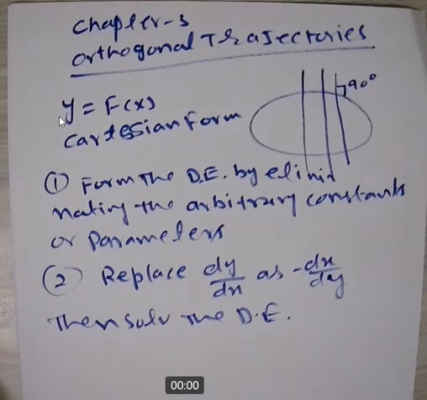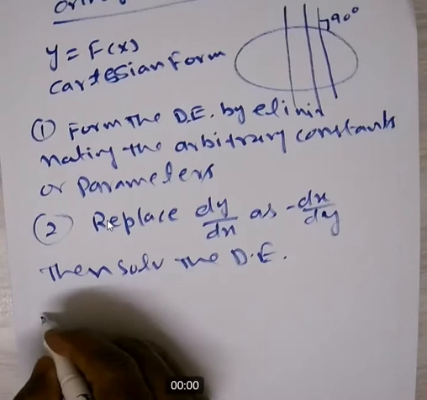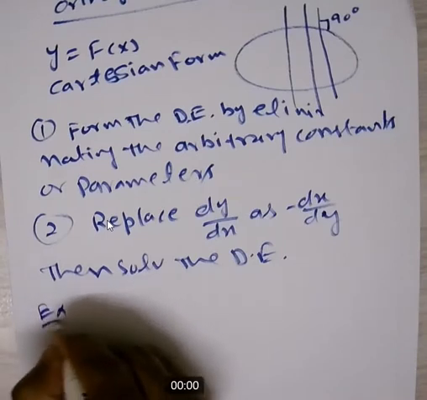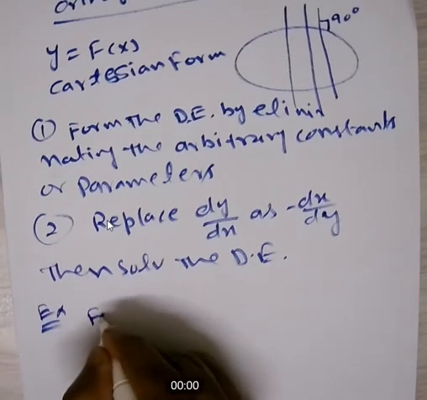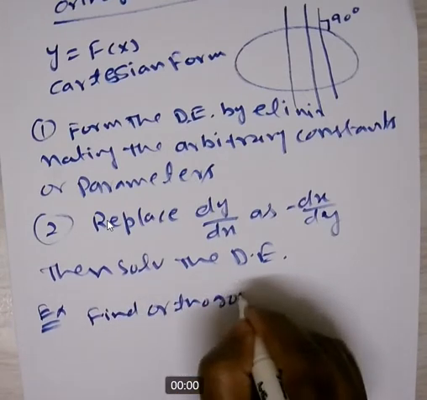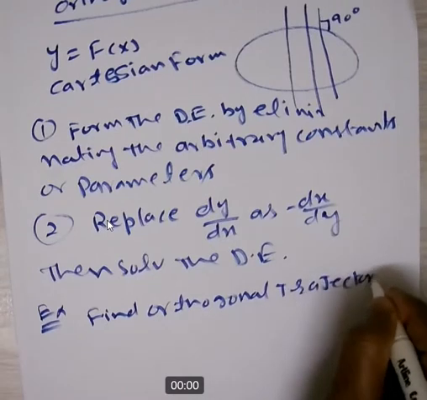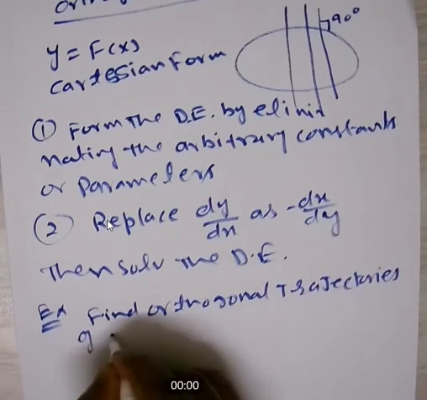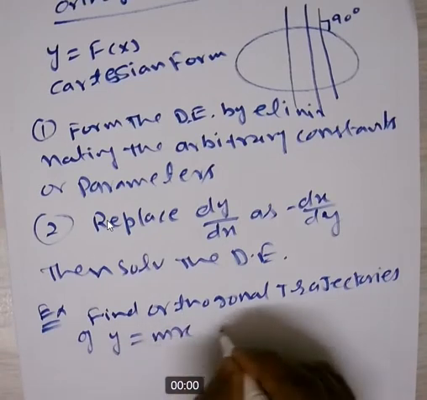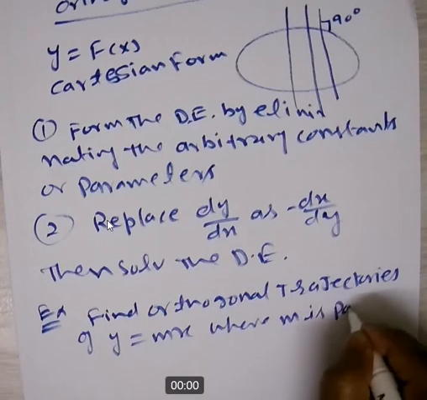What is the meaning of that one? I am going to explain it by picking one example from the notes. Example: find orthogonal trajectories of y equal to mx, where m is a parameter.